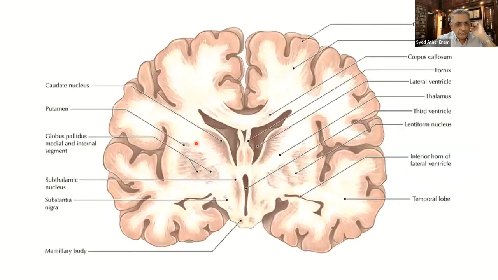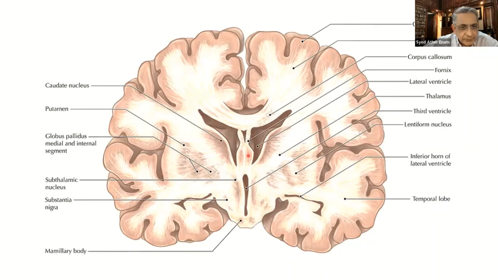And in a coronal section, again a review, the corpus callosum is going over here, and the septum pellucidum, and the lateral ventricles. The caudate nucleus projects into the lateral ventricle.